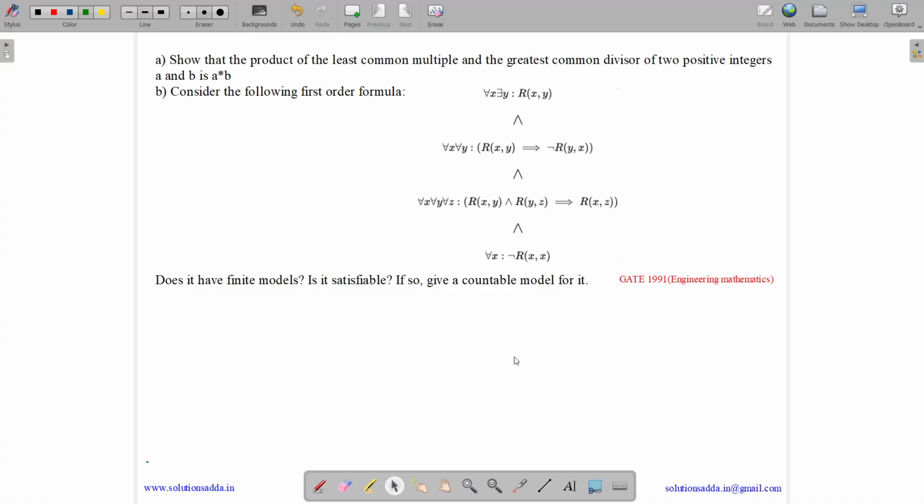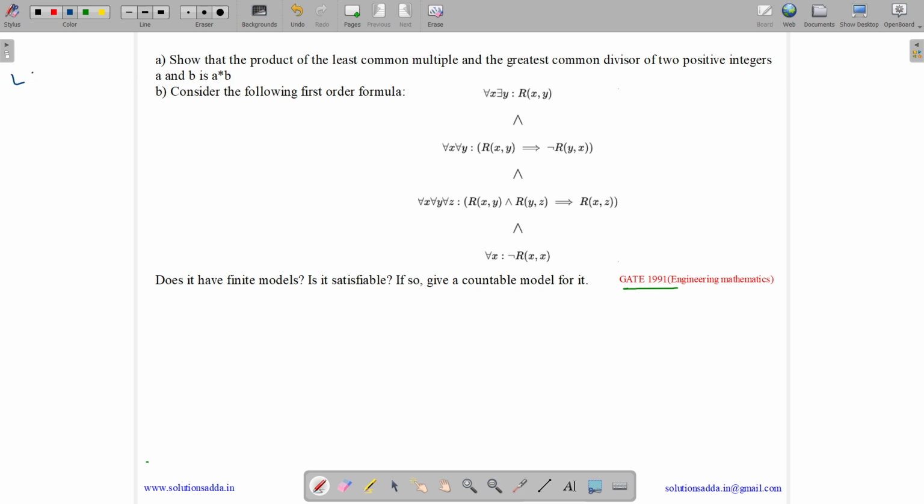This question belongs to the subject engineering mathematics and was asked in GATE 1991. The question states, show that the product of least common multiple and the greatest common divisor of two positive integers a and b is a into b. Let us solve first part A.